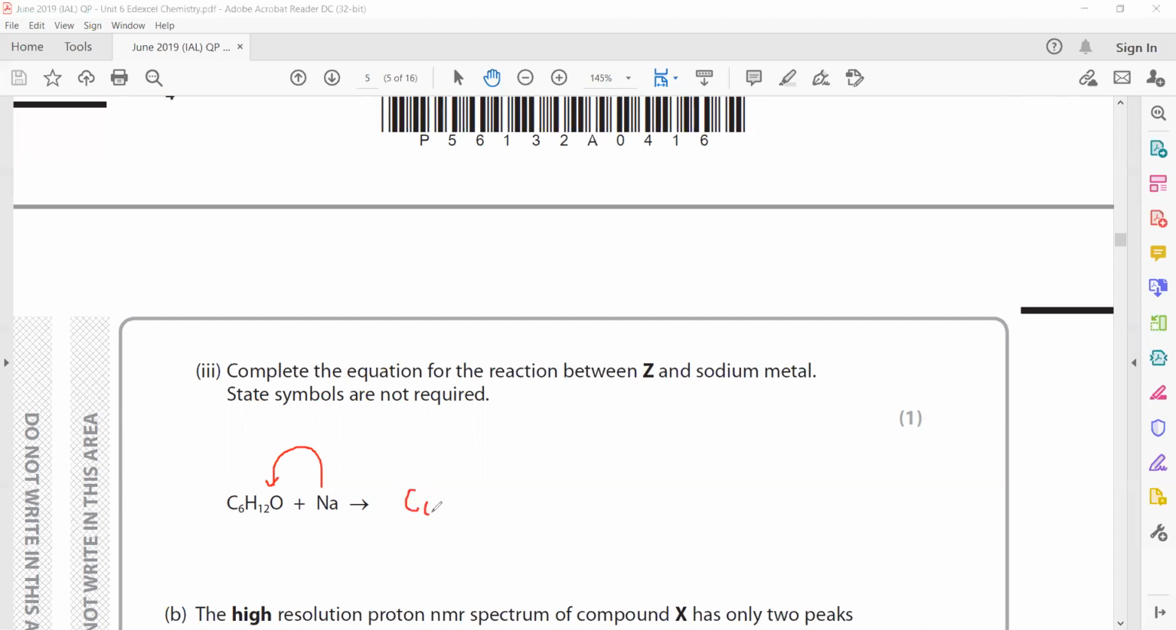So it will be C6H11O with a minus charge, and sodium will be plus, and hydrogen will be there as a gas. Then you can balance the equation. I just have to balance hydrogen, so I can put a half here, which will balance this equation. This is related to AS. If you remember, when for alcohol we add sodium metal, we observe the size of the sodium metal decreases, it gives fizzing bubbles, the temperature increases, and it results in the formation of a white precipitate.